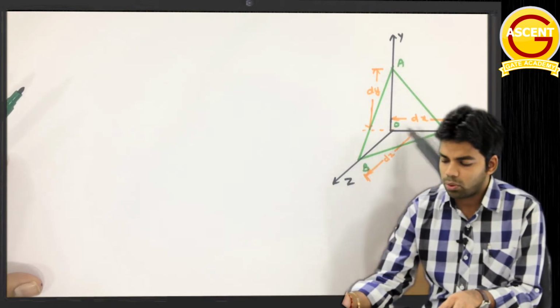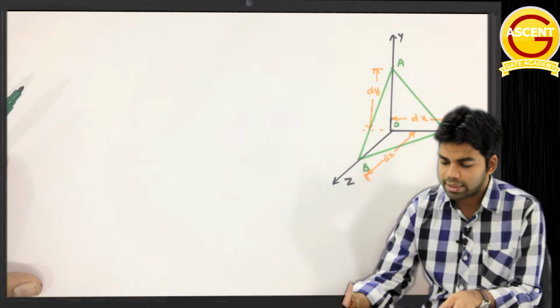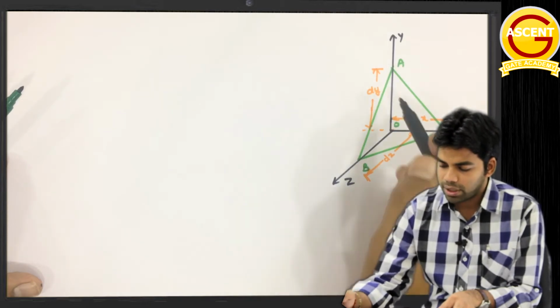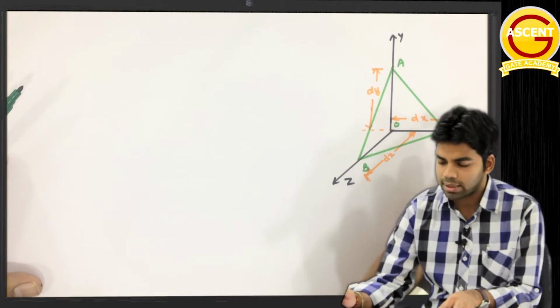Second face is AOC, which is coinciding with the XZ plane. Third plane is OBC, which is coinciding with the XZ plane. AOC coincides with the XY plane. OBC coincides with the XZ plane. And the last face is ABC, which is obviously inclined to the axes.